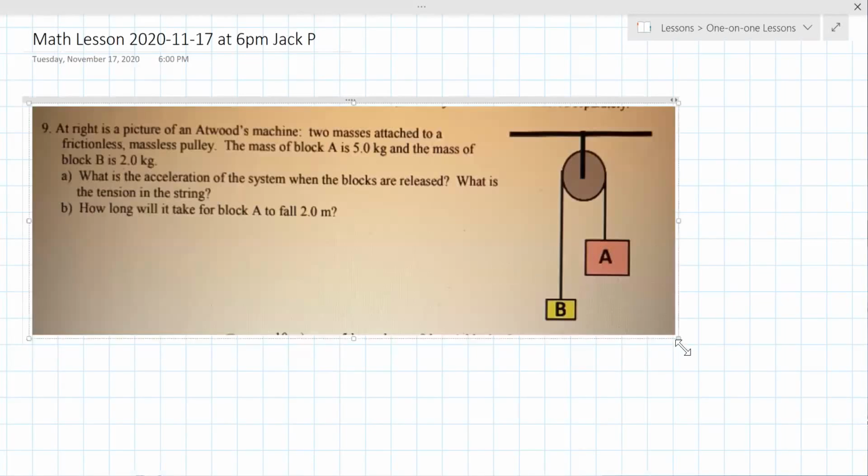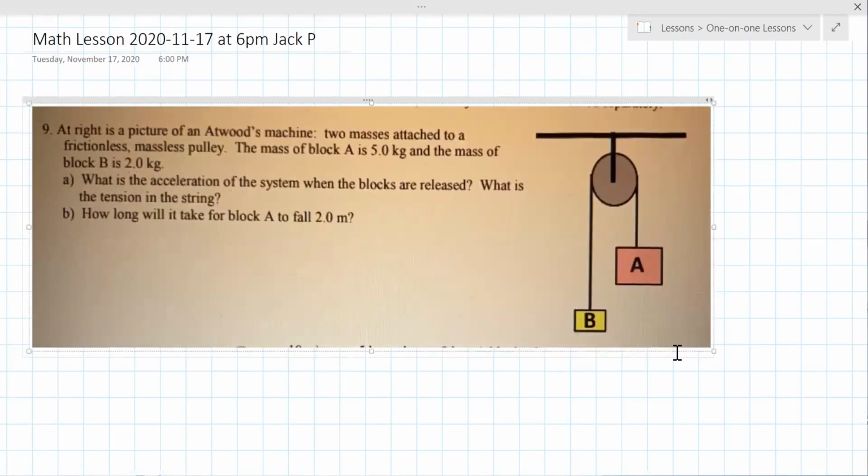Okay, so here we go. At right is a picture of an Atwood machine, two masses attached to a frictionless pulley. The mass of block A is 5 kilograms. The mass of block B is 2 kilograms. So it's important to make a judgment here that A is going to go down, and B is going to go up.